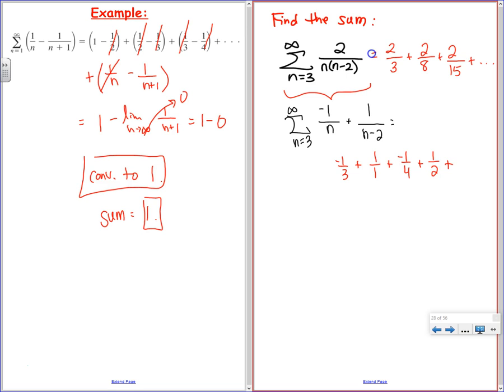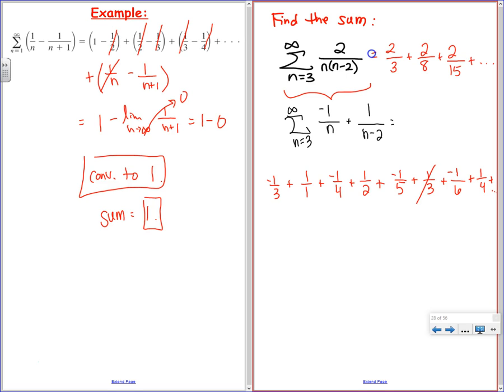Pause, be patient. Life lesson: be patient. Where am I at? Plug in 5? Negative 1/5 plus 1/3, right? What do you see? 1/3. Let's keep going. Plus, negative 1 over 6, that's 6, right? Plus 1/4.